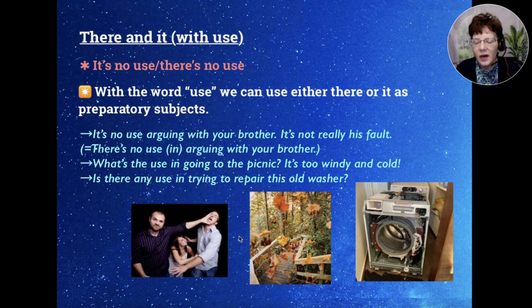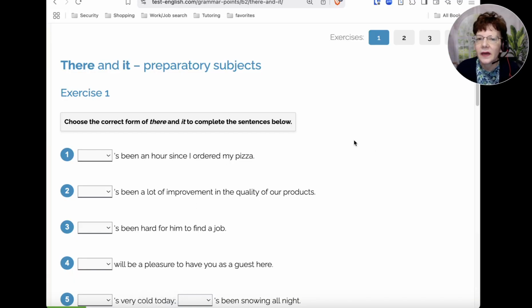All right, well, we're going to go on to do a few sample exercises here and see what you know so far. All right, exercise 1. From these drop-down boxes, we'll choose the correct form. So we've got: what's been an hour since I ordered my pizza? It or there. If you choose the first one, it, that would be correct. It's been an hour.